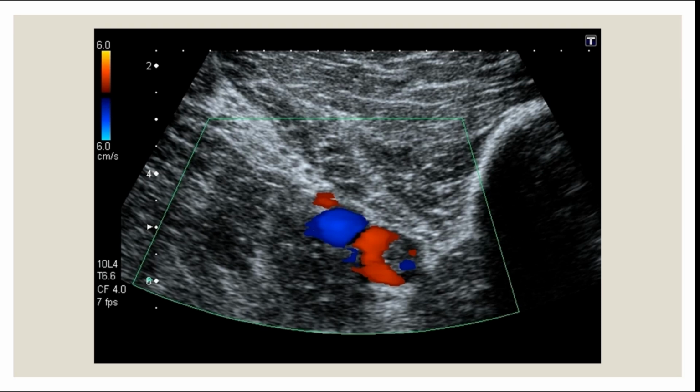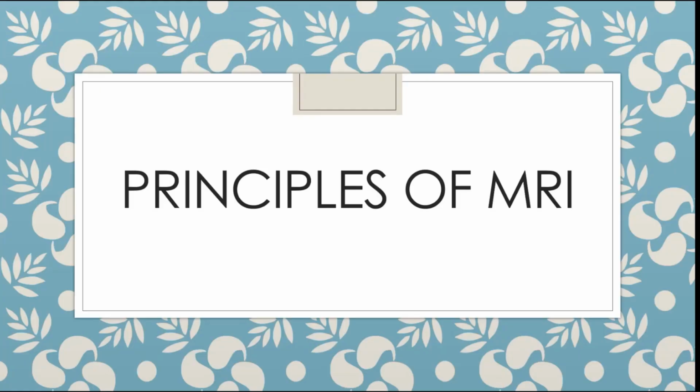You can deduce that it's the femoral vessels, but you don't have to. And yeah, it's just a filling defect, indicating that there could be thrombus. And if it's in the femoral vein, if you try to compress it, it will not be compressible. So that's it for ultrasound.